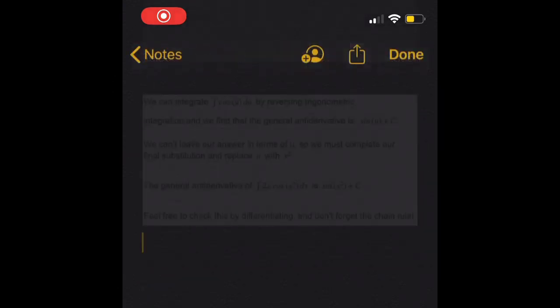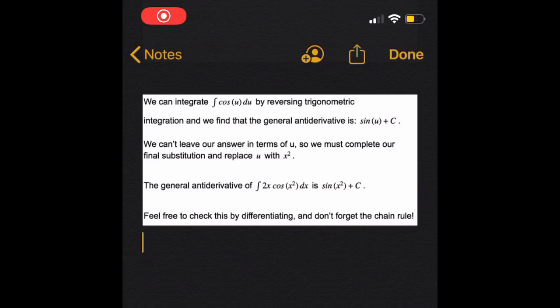We can now integrate this function by reversing trigonometric differentiation, and we find that the general antiderivative is sine u plus c. We can't leave our answer in terms of u, so we must complete substitution and replace u with x squared. So the general antiderivative of the integral of 2x cosine x squared dx is sine x squared plus c.